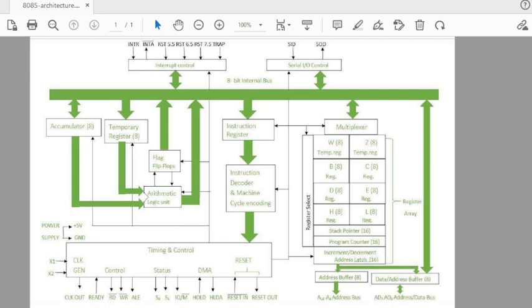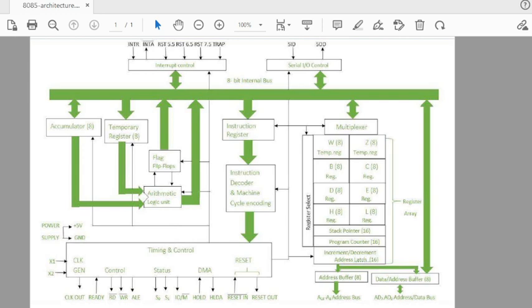What is the purpose of the multiplexer? When we are going to use the B, C or D, E or H, L registers as a whole in combination, then the multiplexer is used. That's the mux. Then there is also register select. Register select is how we can select the particular register.